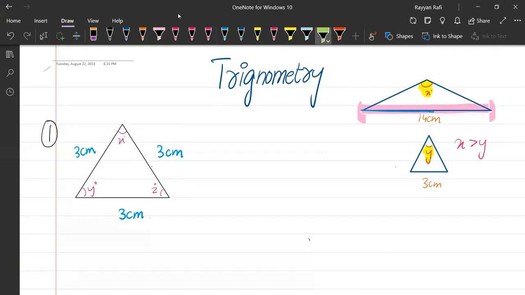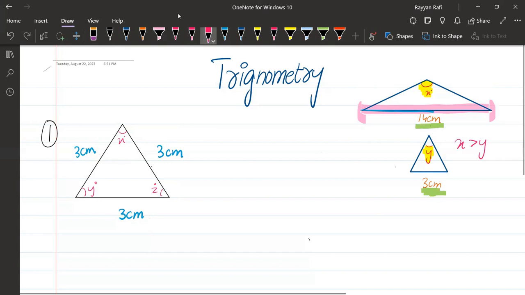Now, if I look at this one, it had the side of 3 centimeters and this one has 14 centimeters. So I can see that the side with 14 centimeters has an angle greater than the other one, which has 3 centimeters. So what does this mean, Muhammad? That my sides will be affected by the angles.